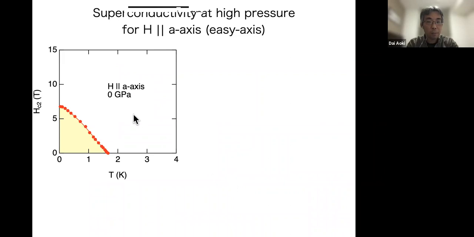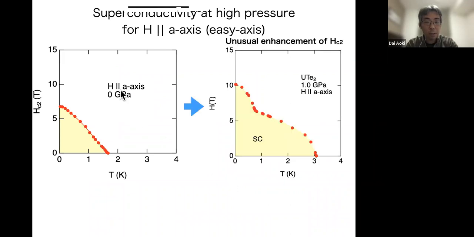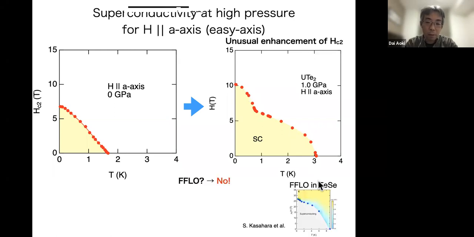When the field is applied along the a-axis and under pressure, we observe by magnetoresistance a very peculiar HC2 curve. So the HC2 is increasing in the low and high field regions. And this enhancement reminds us of the case for the FFLO state, but I would say no. Because for the FFLO state, the increase is typically very small, something like this. But in this case, more than a 30% increase is detected.